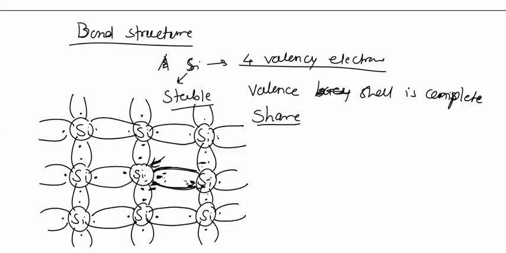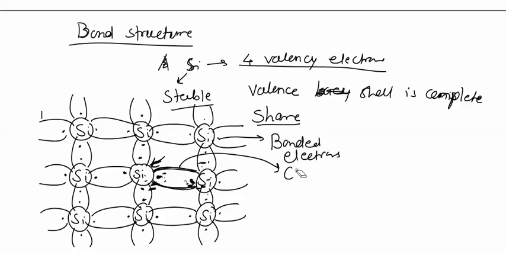In this way, the complete valence shell, the complete bond structure, will look like this. In this bond structure, there are many electrons, but all these electrons are present in covalent bonds and are called bonded electrons, and the bond formed with the sharing of electrons is called a covalent bond.